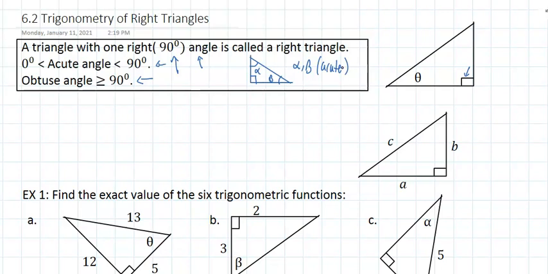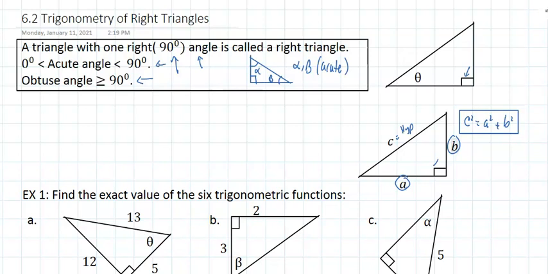Now, given a right triangle, we know two things about it. One, we know it has one 90-degree angle. Secondly, we know that the side opposite of the 90 degrees is called the hypotenuse. And if I take the hypotenuse squared, that is the sum of the squares of the other two sides, or legs of the triangle, whatever you like. That's the Pythagorean Theorem.